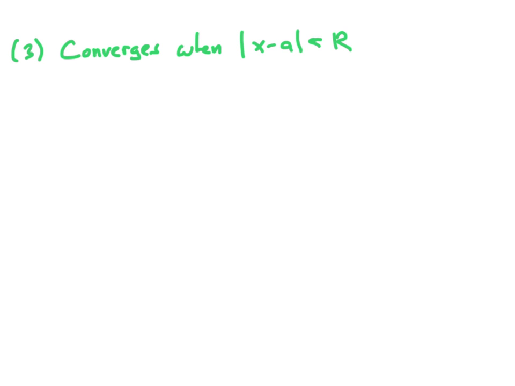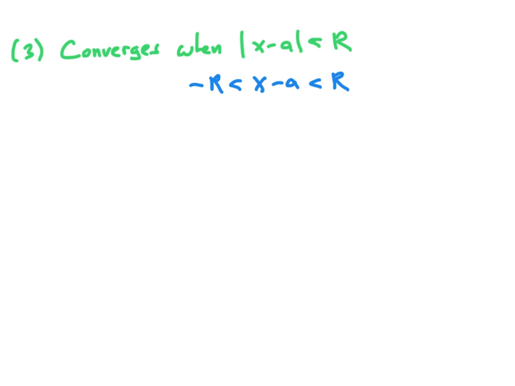We can restate statement 3 in a more simplistic way by analyzing the inequality, the absolute value of x minus a less than r. Statement 3 says that the power series will converge when this inequality is true. And so we can simply solve this inequality for x to determine an alternative way of stating the same fact. Whenever we have an absolute value inequality like this, this indicates that x minus a, the quantity inside the absolute value, must be less than r, but also it must be greater than negative r. And so x minus a has to be between negative r and positive r.